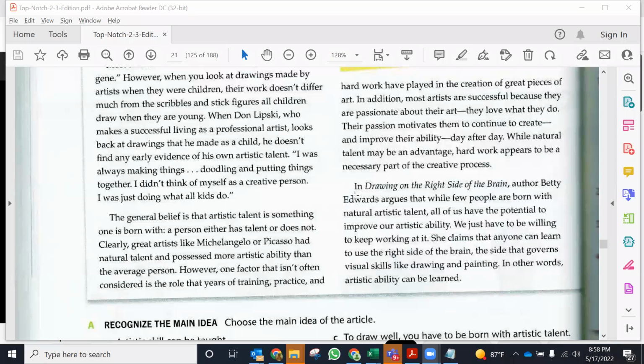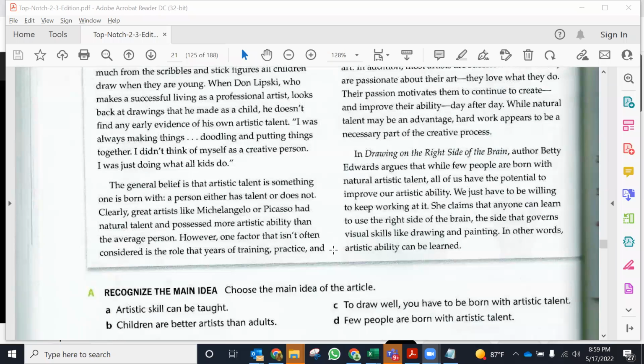Entonces, ya por último cierra diciendo, la autora Betty Edwards dice en su libro que mientras que algunas personas nacen con un talento natural artístico, todos nosotros tenemos el potencial de mejorar nuestras habilidades artísticas, pero tenemos que estar dispuestos, be willing to, a seguir trabajándolas, ¿ok? Ella dice que cualquiera puede aprender a usar el lado derecho del cerebro, que es el que gobierna las habilidades visuales para dibujar y pintar. O sea, en otras palabras, la habilidad artística puede ser aprendida.